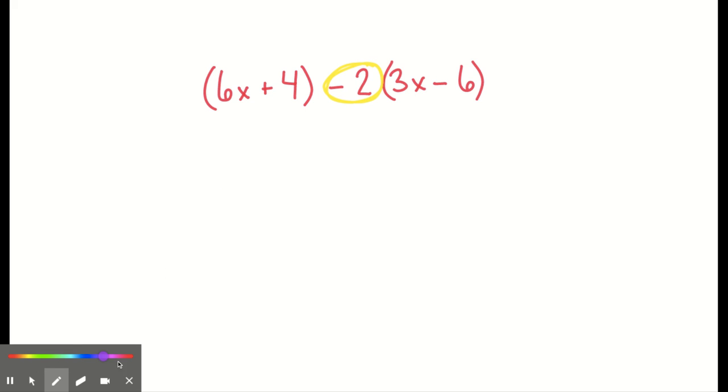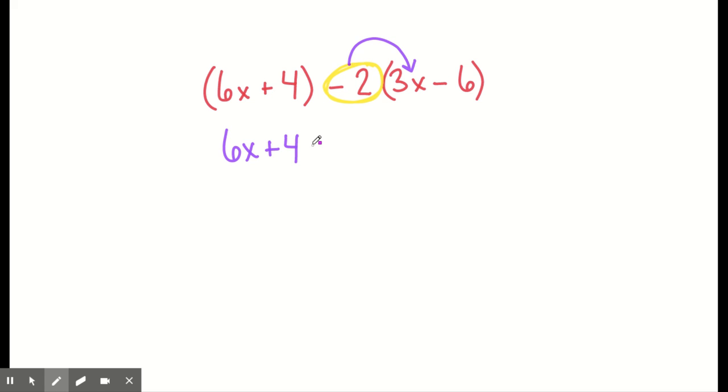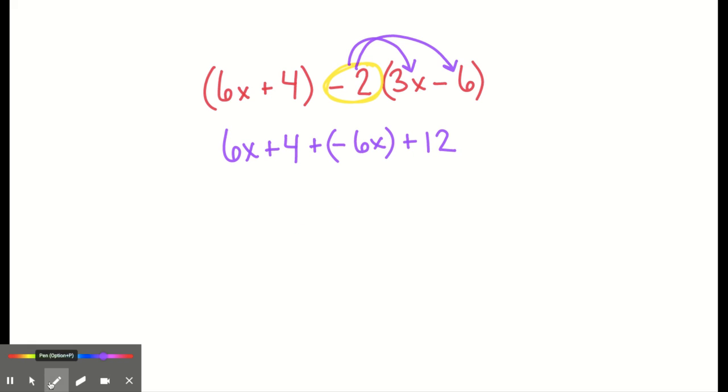So I'm going to go ahead and rewrite 6x plus 4 because there was nothing to distribute to that expression. And then negative 2 times a positive 3x is going to give me a negative 6x. So I'm adding now to a negative 6x. And negative 2 times a negative 6 would give me a positive 12. Now, I'm adding across the board here, so all I have to do is combine like terms.